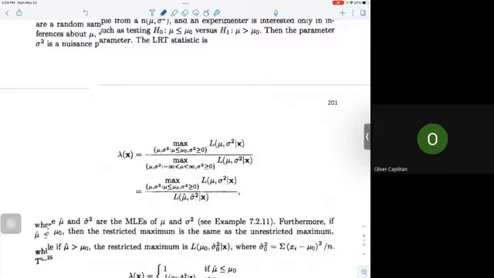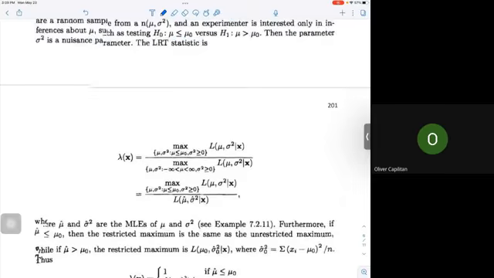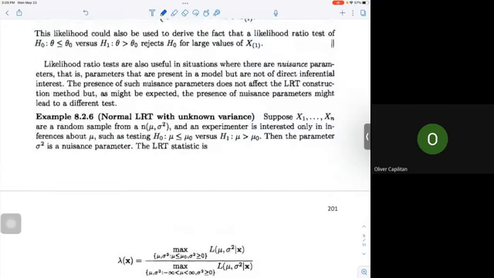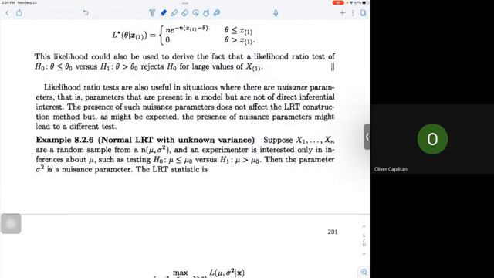Another, no? Ito pa sana, bago tayo sa pangalawang test, the likelihood ratio tests are also useful in situations where there are nuisance parameters. That is, parameters that are present in the model but are not of direct inferential interest. So the presence of such nuisance parameters does not affect the LRT construction method, but as might be expected, the presence of nuisance parameters might lead to a different test.